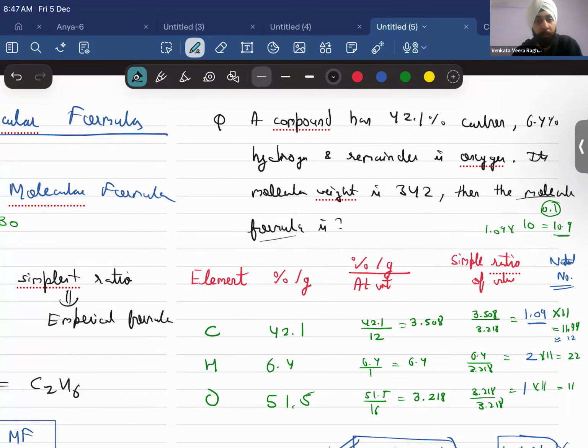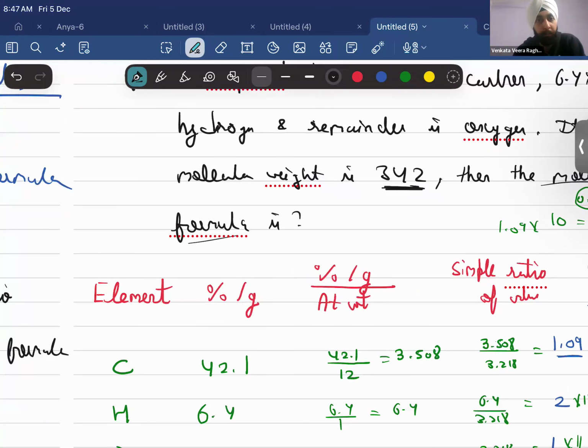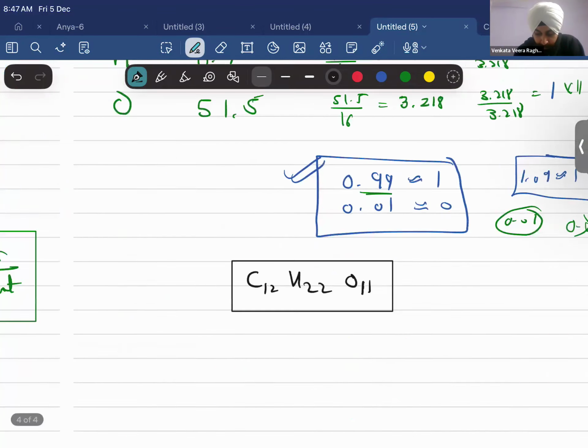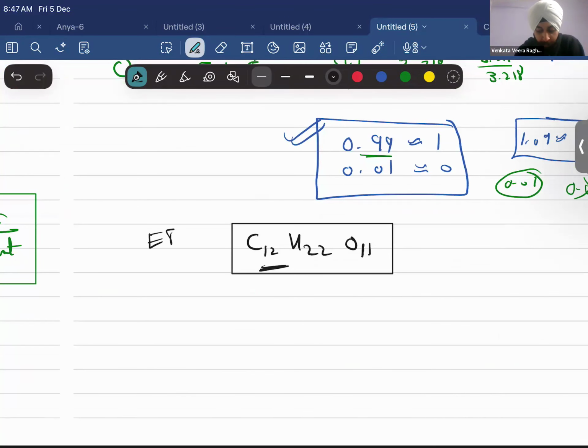How to find out the molecular formula? Sir, multiply the empirical formula with the n value. Sir, where is the n value? Currently, we don't have the n value. So find that out. You are given the molecular weight, and you can find out the empirical weight yourself because now you have the empirical formula. So calculate the weight of this quickly and try to find out the n value. The n value is nothing but molecular weight divided by empirical weight. So the molecular weight is given to you as 342. And what is the weight of this coming out to be? Check it out quickly.